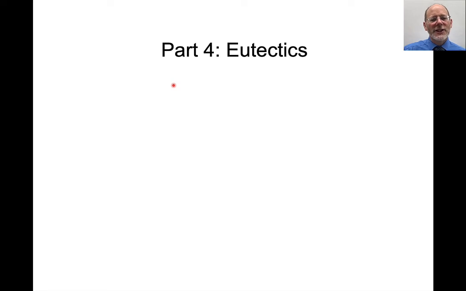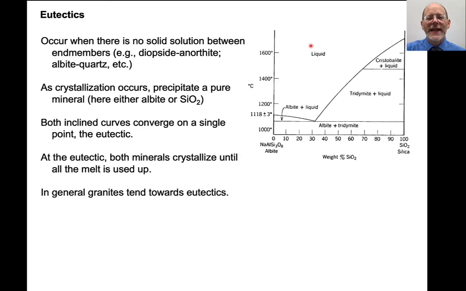Last thing I want to talk about just very briefly are eutectics. Eutectics occur when we're looking at liquid-solid systems when there are two solids that have no solid solution between them. So here we have albite. Here we have a silica polymorph. At high temperature, it's tridymite. At really high temperature, it's cristobalite. At low temperature, it's quartz. But there's no solid solution between albite and a silica polymorph. If you had a composition that was intermediate, at this temperature or lower, there would be two solid phases present, no solid solution between them.